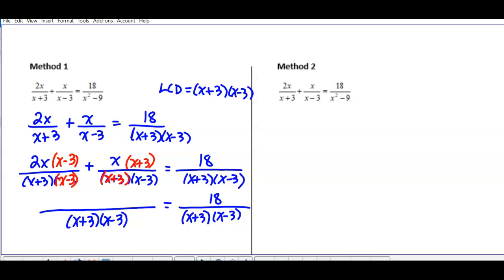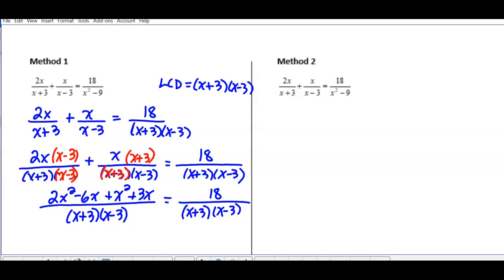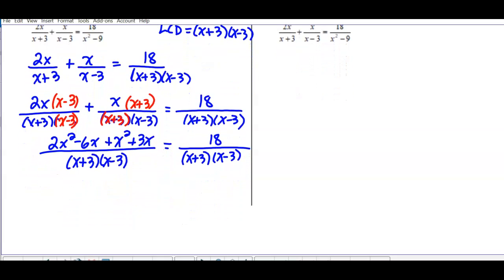And you can expand at the same time if you want. So that would be 2x squared minus 6x plus x squared plus 3x. You can get rid of the brackets at the same time, just to save a little bit of time. And now your denominators are exactly the same. So this numerator is equal to 18. And again, you can collect like terms if you want. That would be 3x squared minus 3x equals 18.